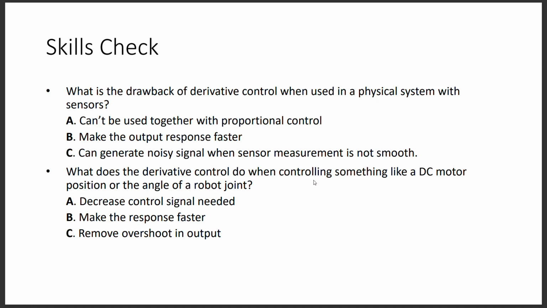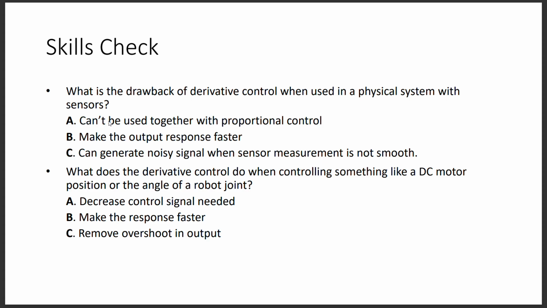Let's have a skill check. What's the drawback of derivative control when used in a physical system with sensors? Option A, can't be used together with proportional control. Option B, make the output response faster. And option C, can generate noisy signal when sensor measurement is not smooth. Which one is the drawback?